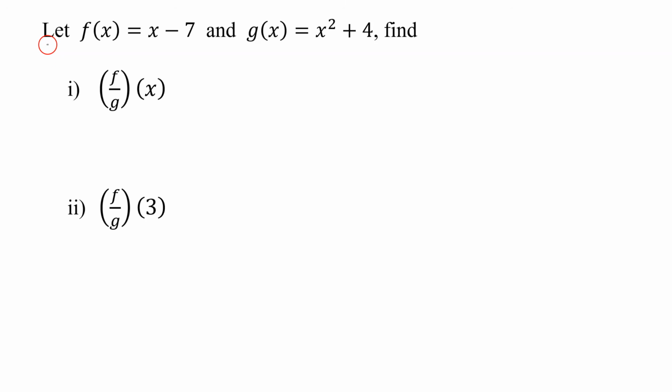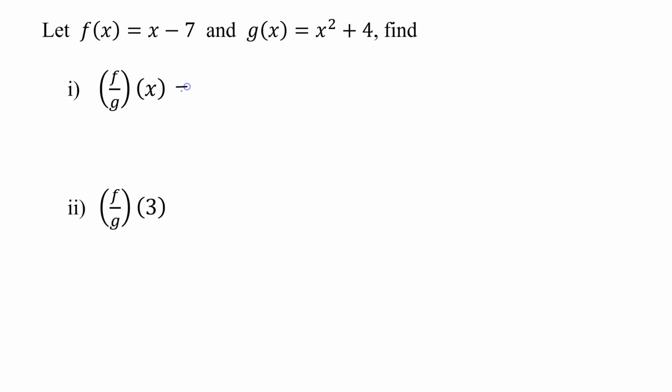In this example, we're given two functions, f of x, which equals x minus 7, and g of x that equals x squared plus 4. And we need to find these two things here. So the first one we need to find is the quotient function, f divided by g of x.